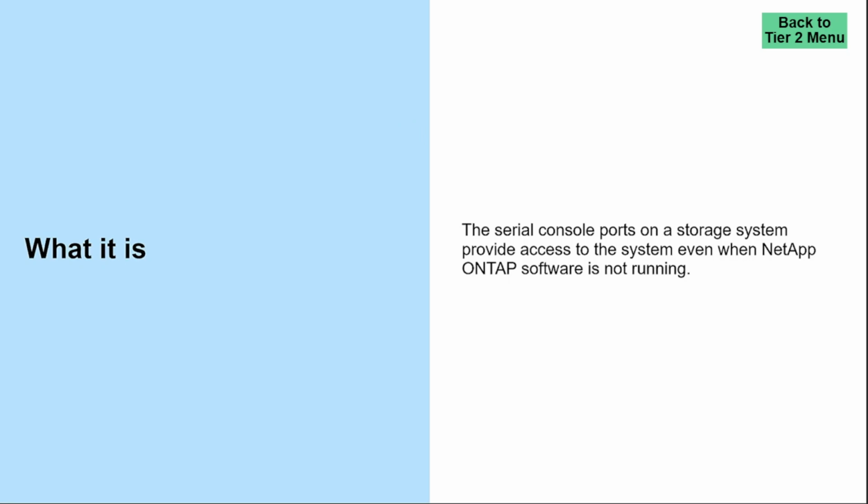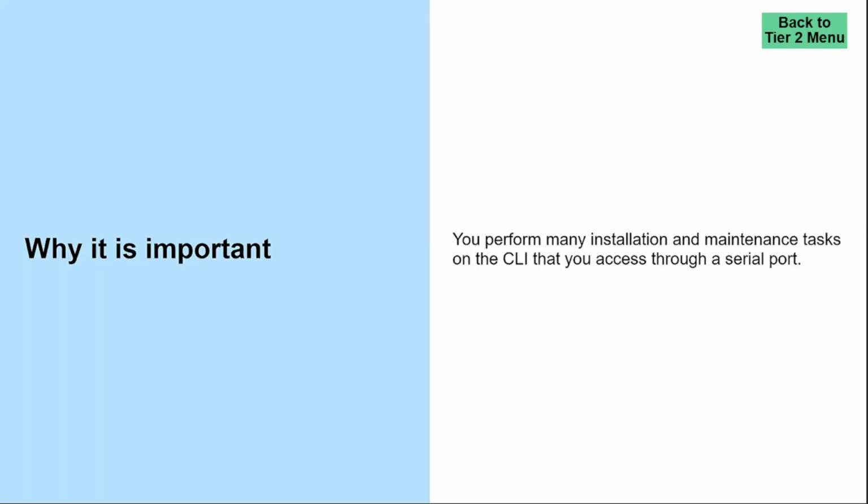User interfaces like NetApp ONTAP System Manager require ONTAP software to be running. You can initiate a serial console session by connecting to a serial port, enabling access to the system at the hardware level. Some installation tasks and maintenance tasks require you to run commands at the loader prompt or use the System Diagnostics function. These functions are available only from the CLI.